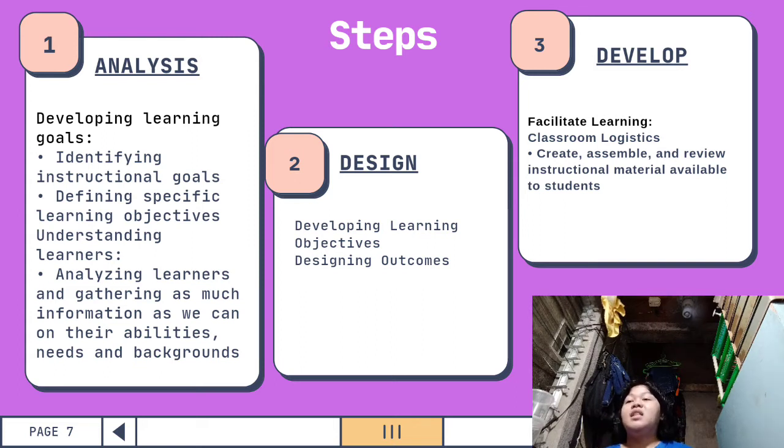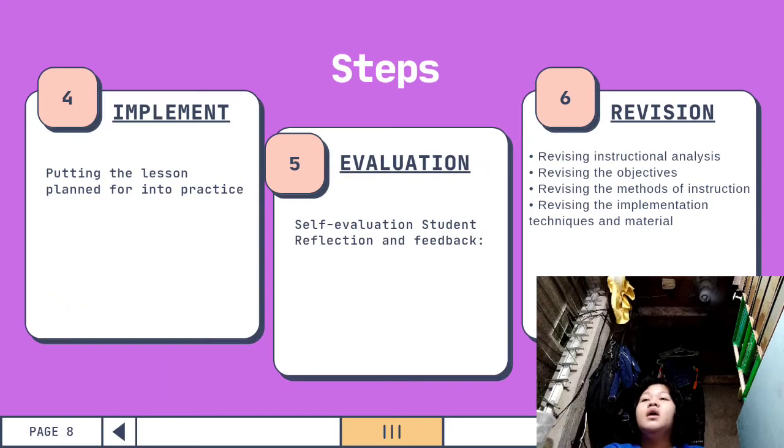Step 2. Design. It has developing learning objectives and designing outcomes. Step 3. Develop. Facilitate learning. Classroom logistics. Create, assemble, and review instructional material available to students. Step 4. Implement. It has putting the lesson plan into practice. Step 5. Evaluation. Self-evaluation, student reflection, and feedback. It has periodically checking in with the students, helping build class solidarity and communication. It also has student learning.